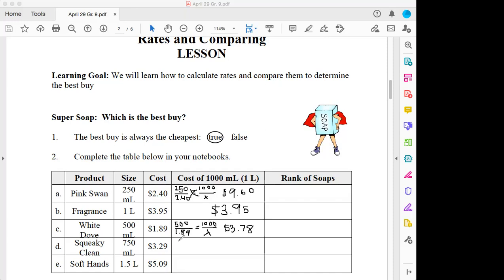You're going to do the same thing for the next one. So 750 over the price. We want to know the cost for 1,000 milliliters. So you do 1,000 over X. You're going to cross multiply, and that is going to give us $4.39.